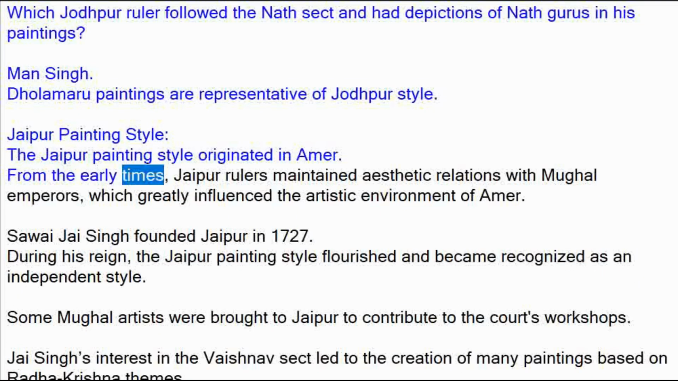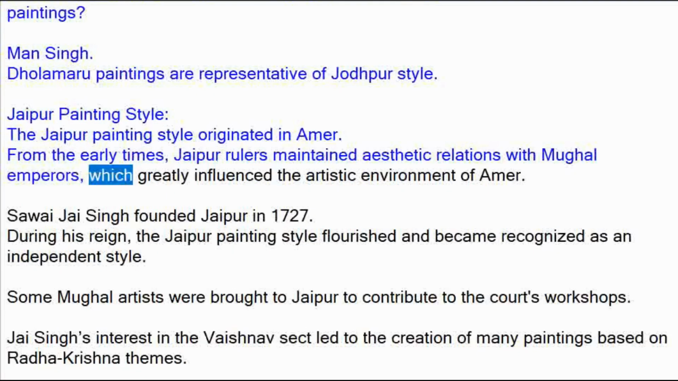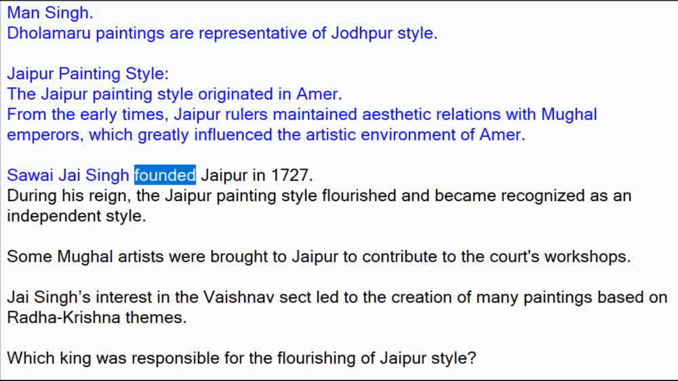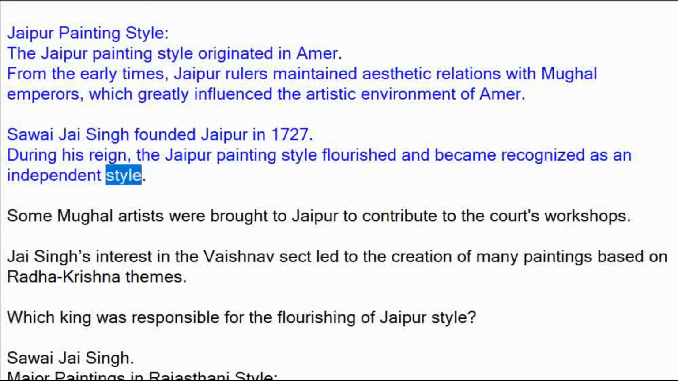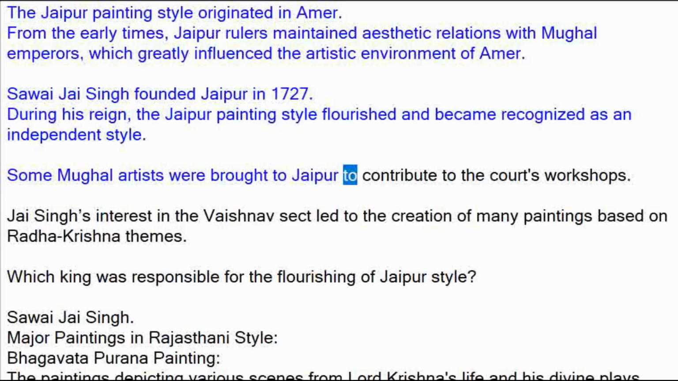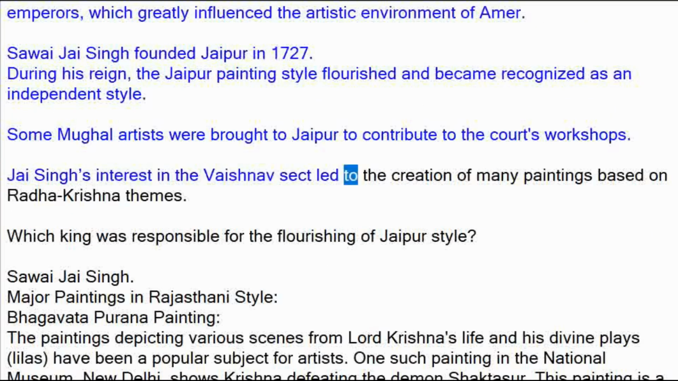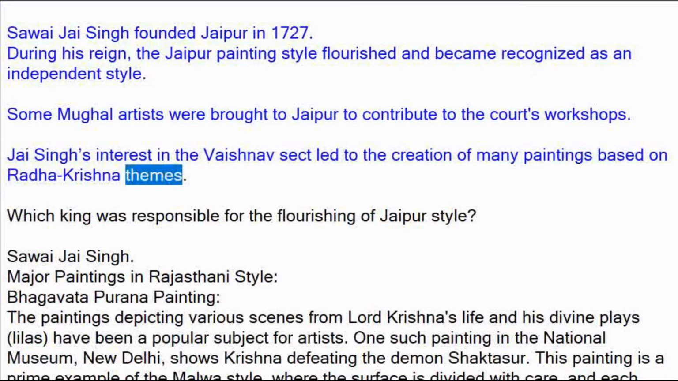From the early times, Jaipur rulers maintained aesthetic relations with Mughal emperors, which greatly influenced the artistic environment of Amber. Sawai Jai Singh founded Jaipur in 1727. During his reign, the Jaipur painting style flourished and became recognized as an independent style. Some Mughal artists were brought to Jaipur to contribute to the court's workshops. Jai Singh's interest in the Vaishnav sect led to the creation of many paintings based on Radha-Krishna themes.